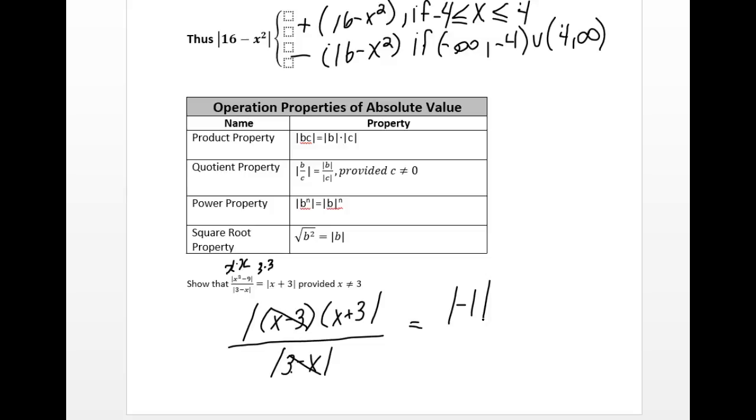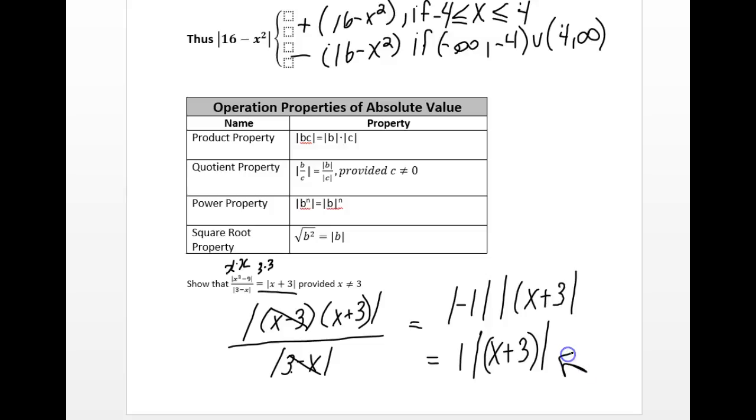We're still talking in absolute value though. Whoops, and I forgot a bracket there. And we still have the absolute value of x plus 3 there. Okay, so what is the absolute value of negative 1? It's 1. And 1 times the absolute value of x plus 3 is just going to be the absolute value of x plus 3, or x plus 3. So it says prove that the absolute value of x plus 3 is the answer. We just did that.